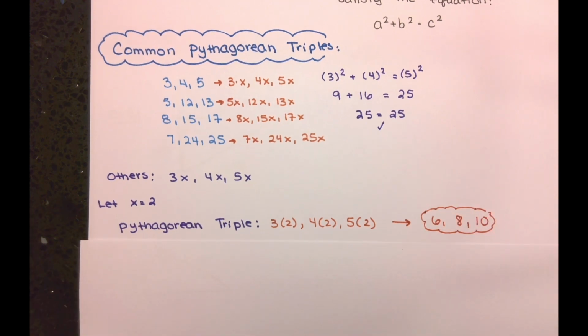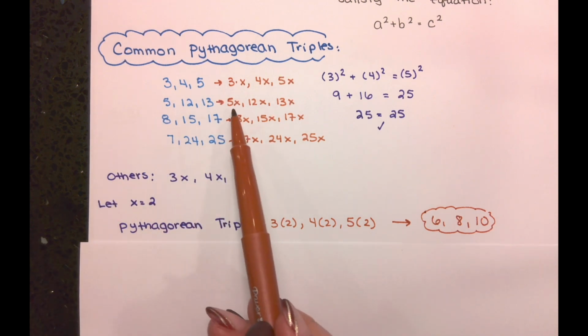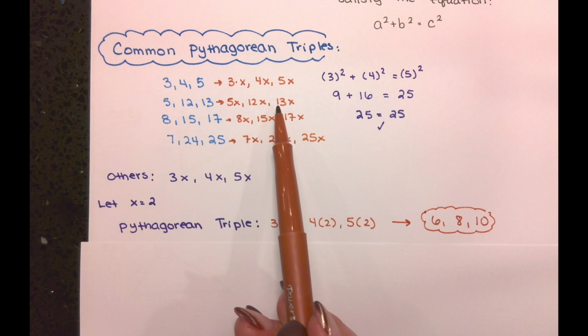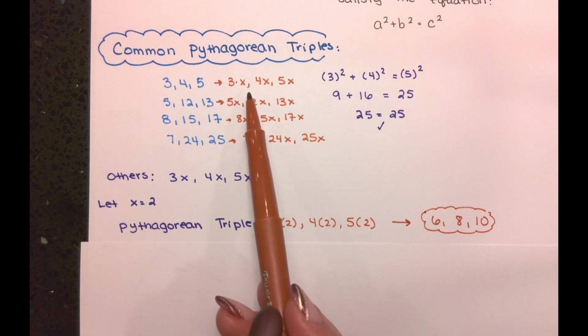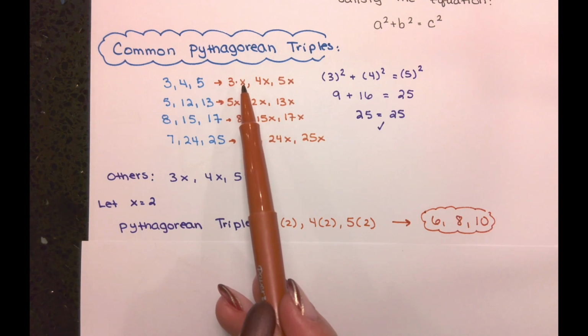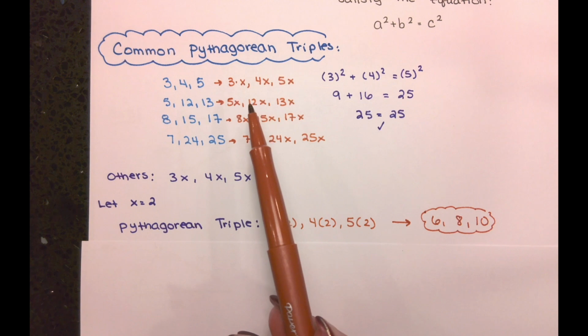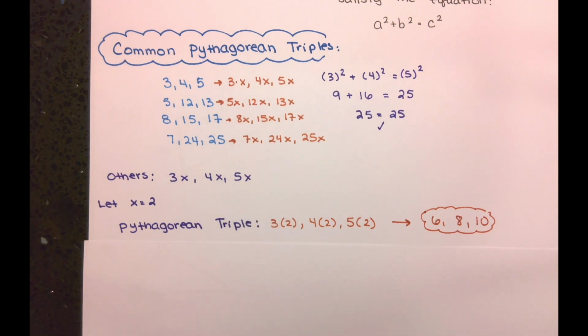Now again, that can work with the other formulas. For example, this one here can become, if we choose 2 to be our x, so 2 times 5 is 10, 2 times 12 is 24, 2 times 13 is 26. Now it doesn't always have to be 2, we can do 3. If I plug in 3 here, 3 times 3 is 9, 3 times 4 is 12, 3 times 5 is 15. That also would be a Pythagorean triple.